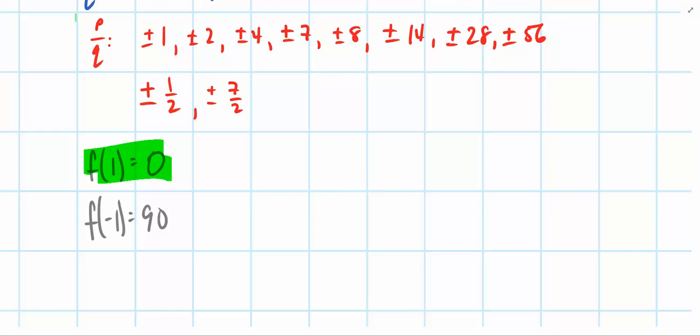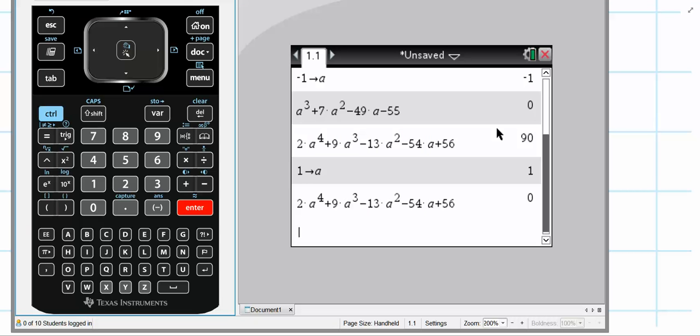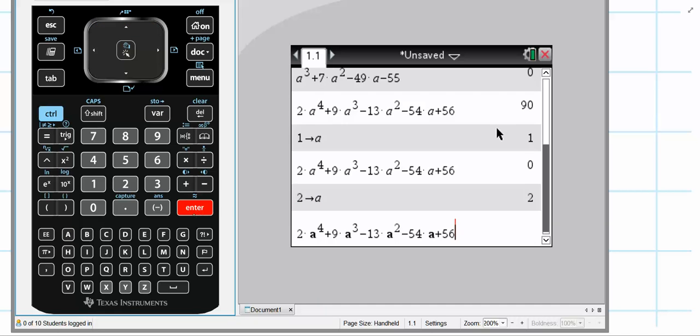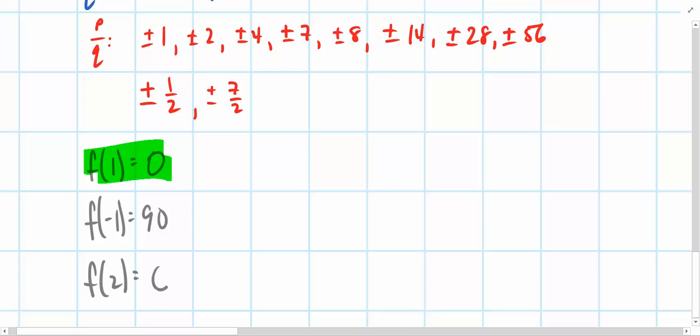I'm going to check f of 2 next. F of 2 and then f of -2. So when I store 2 in place of a, and if I repeat that calculation, oh well, what do you know? We got another 0 there. So that's really, really fortunate for us. We found a 0 that quickly.